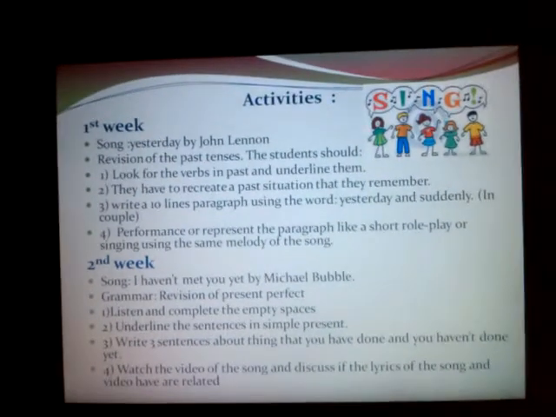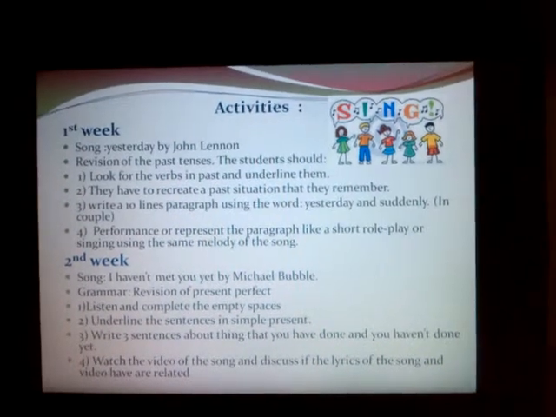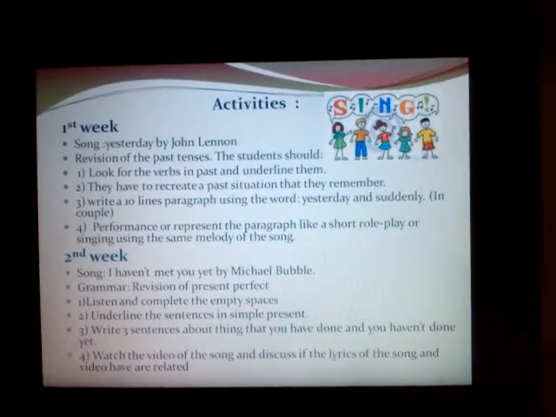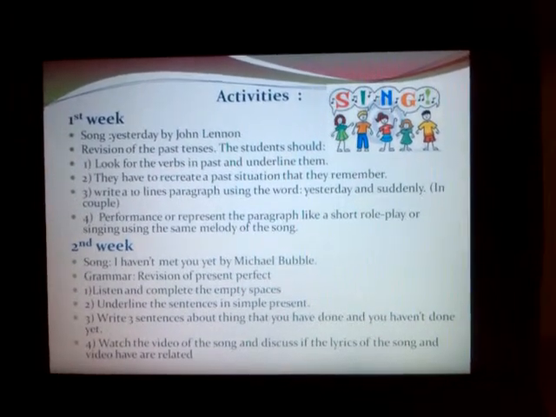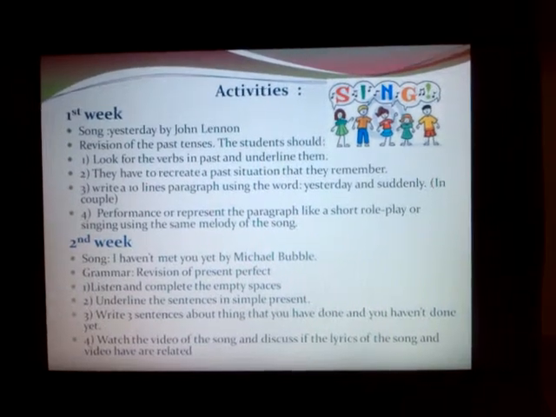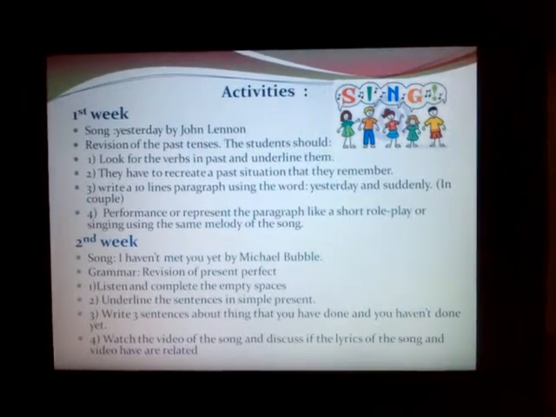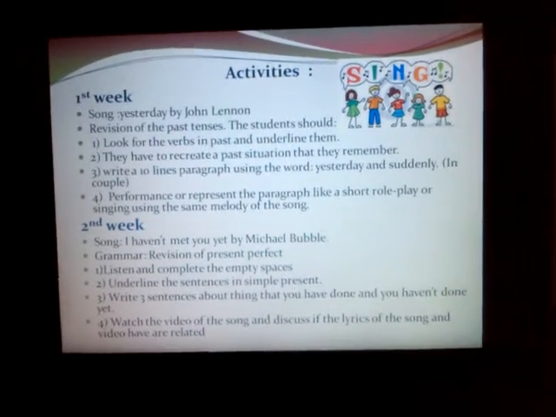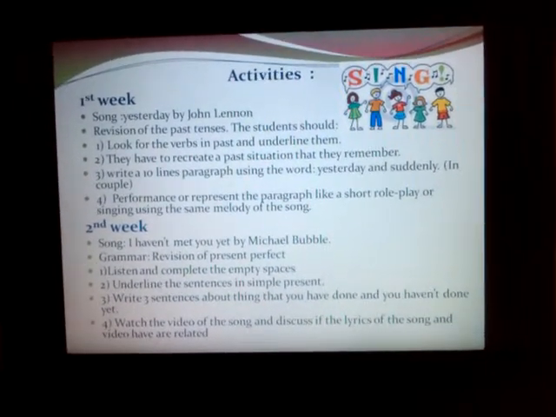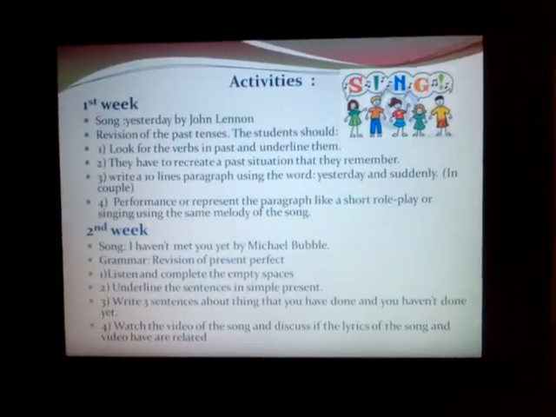The first week, the song that I chose was "Yesterday" by John Lennon. Okay, it's a revision of the past tenses. The students should look for the verbs in the past and underline them. It's one of the activities. Also, we have to help them or motivate them to create past situations that they remember. Write 10 lines using the words yesterday and suddenly in couples. Perform also, or represent the paragraph like a short role play or singing using the same melody of the song.